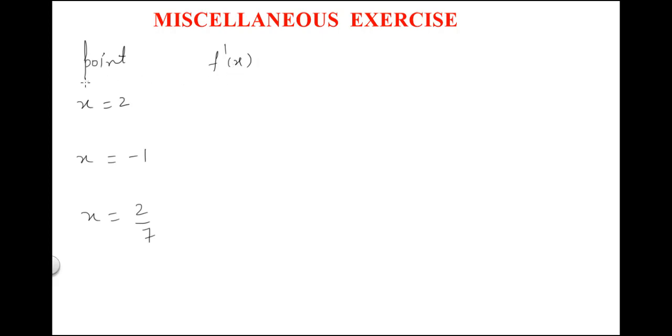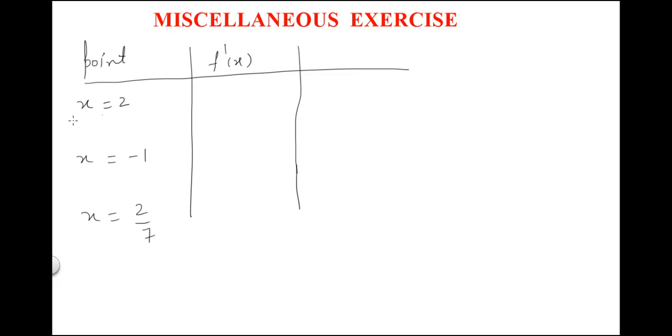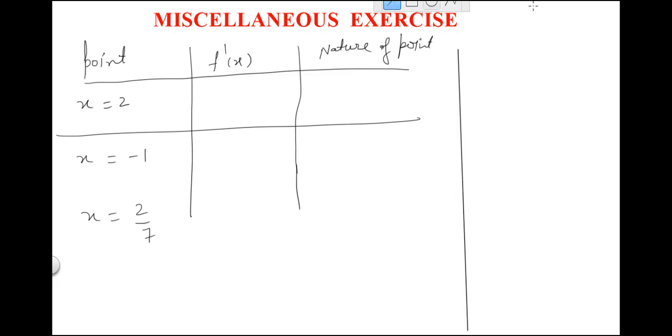So you are going to write the nature of f dash x. Here we will write the nature of f dash x, whether it is changing sign or not, and what it will be, that is, the point of maxima or minima. You can write nature of point. So at x equal to 2, I'm showing you here what can be done. You can do the same for other questions, or the other points.